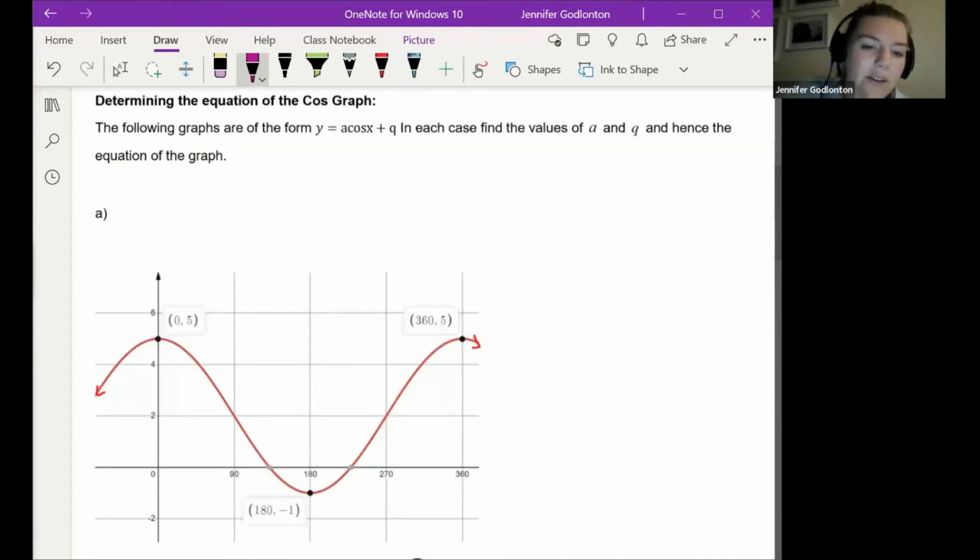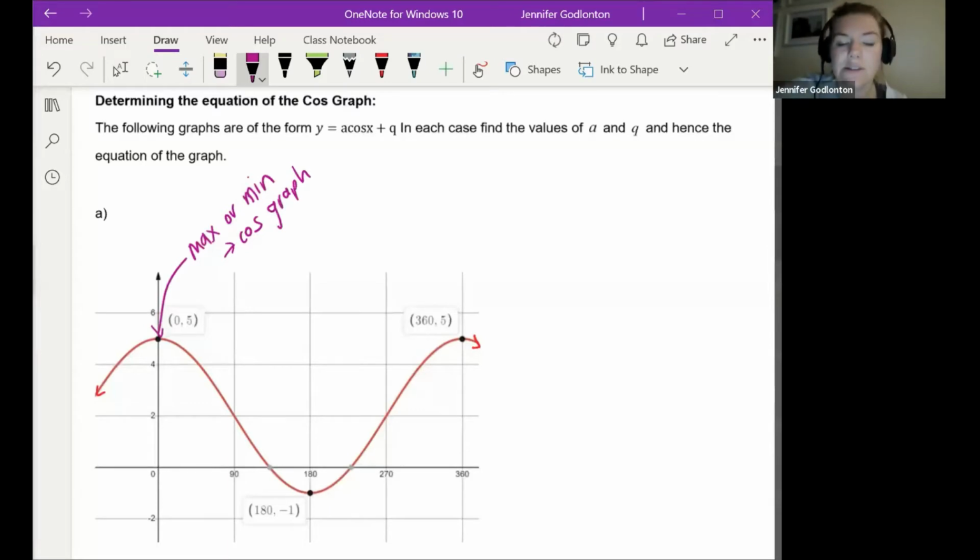When we think of a cos graph, the most important thing is whether it starts at its center, because then it's sine, or whether it starts at its max or min. If it's starting at its max or min, then it is a cos graph. That's one of our first hints. We can see that this is a cos graph because on the y-axis, it's at its maximum. Okay, cool. That's our first thing to think about.